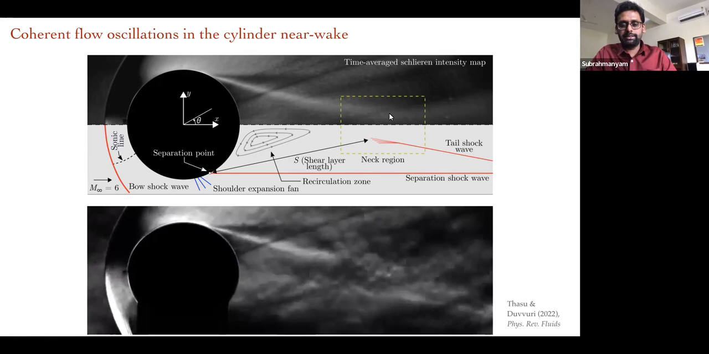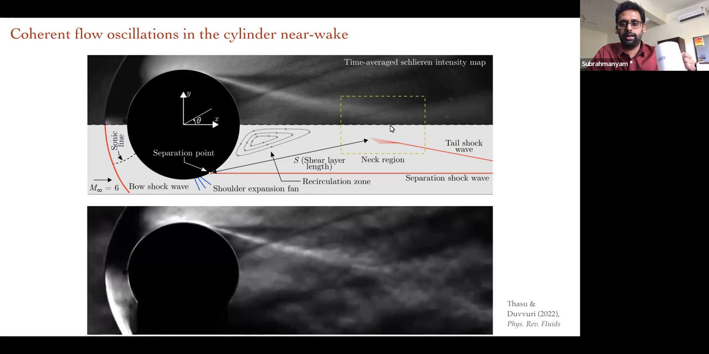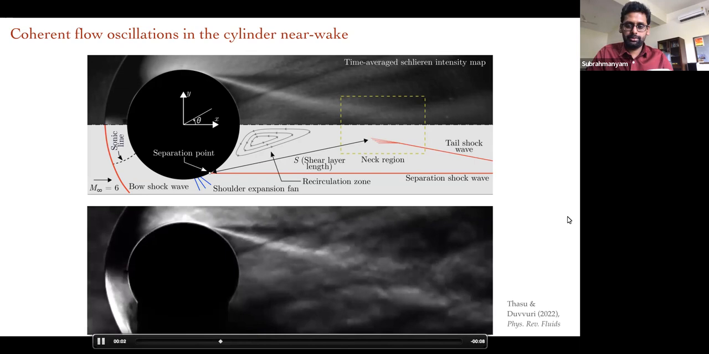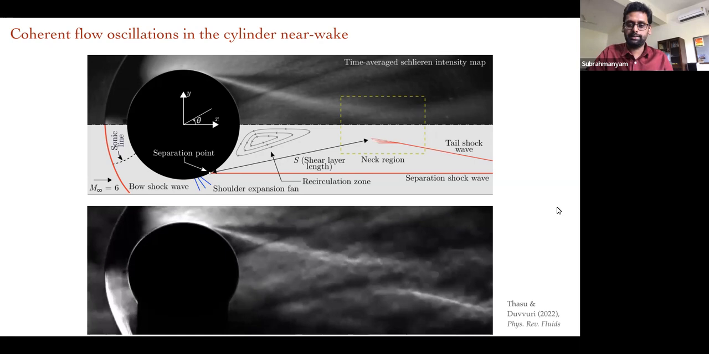So this region in the wake where the two supersonic shear layers collide is colloquially referred to as the neck of the wake. That is highlighted here in this yellow box, right? You can see from the Schlieren video that there seems to be some coherence in the unsteadiness, and that is what we will actually extract.